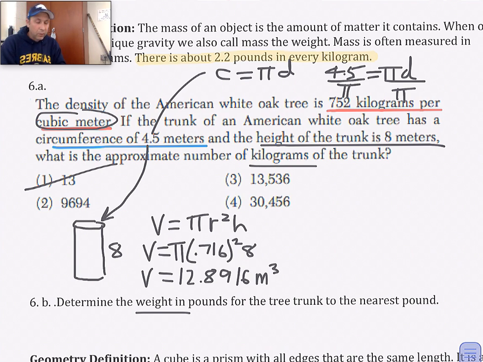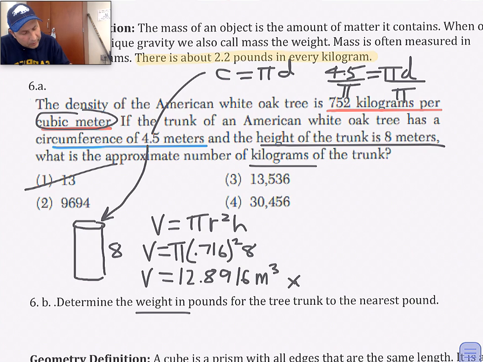And a cubic meter is about the size of my desk here that I'm sitting at right now. It's about a cubic meter right there. So there's about 13 cubic meters of wood in this tree. So now they want to figure out how much the tree weighs in kilograms, and that's where this second number comes in. But there are 752 kilograms in every cubic meter. So remember, the word per also means division. So I could write that as a fraction, 752 kilograms divided by 1 cubic meter.